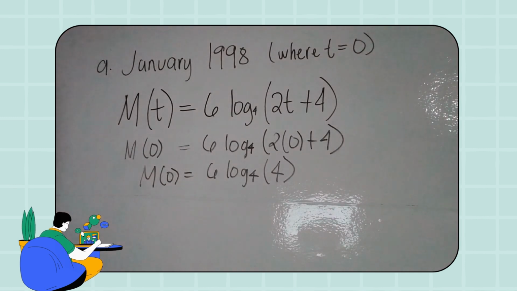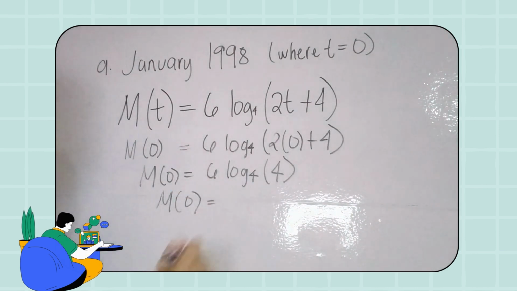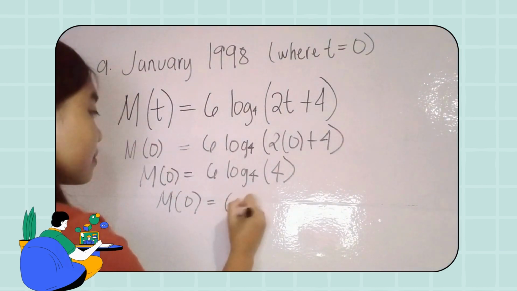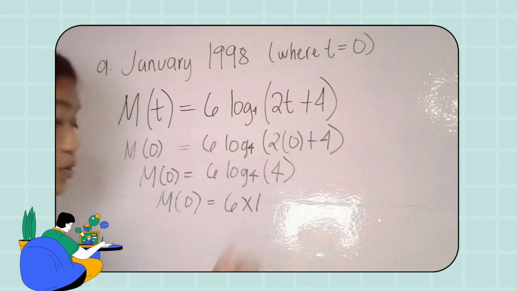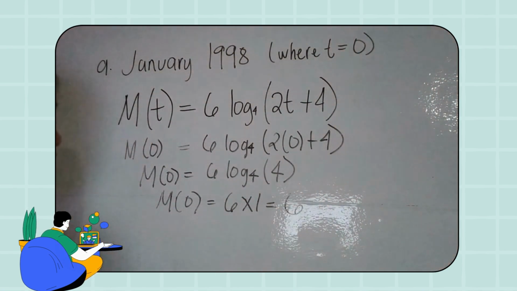Now, we know that the logarithm base 4 of 4 is equal to 1, because 4 to the power of 1 is equal to 4. So we have m of 0 is equal to 6 times 1, which is also 6. So this means that the number of mice in the house in January 1998 was 6.